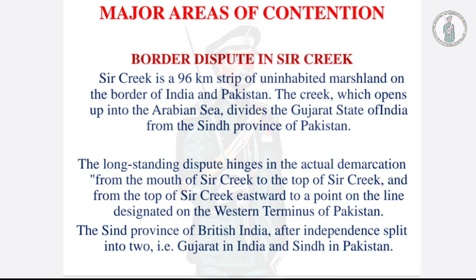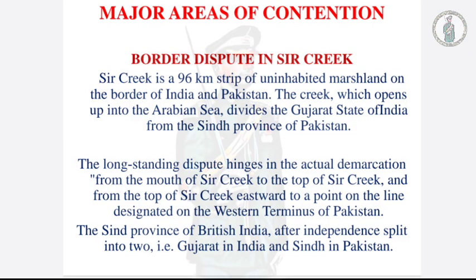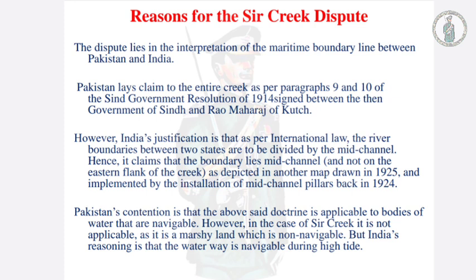Sir Creek is a 96-kilometer strip of uninhabited marshland on the border of India and Pakistan, and Sir Creek opens up in the Arabian Sea and it divides the Gujarat state of India from the Sindh province of Pakistan, because the Sindh province of British India after partition was split into two parts, Gujarat in India and Sindh in Pakistan. The major reason for the Sir Creek dispute is the interpretation of the maritime boundary between India and Pakistan. Pakistan claims that the entire creek belongs to them and they give justification as per paragraphs 9 and 10 of the Sindh government resolution.